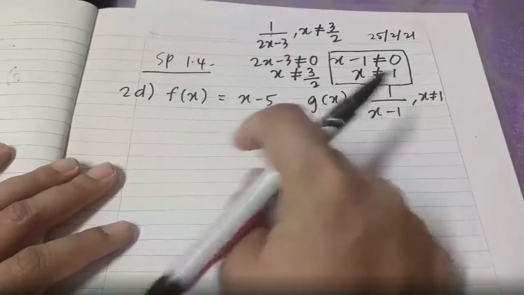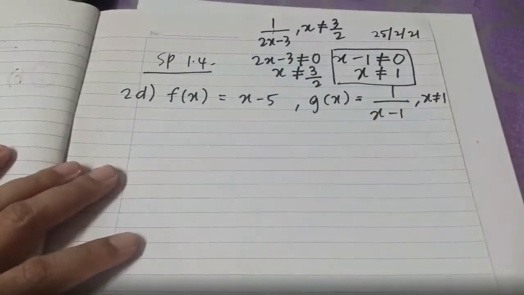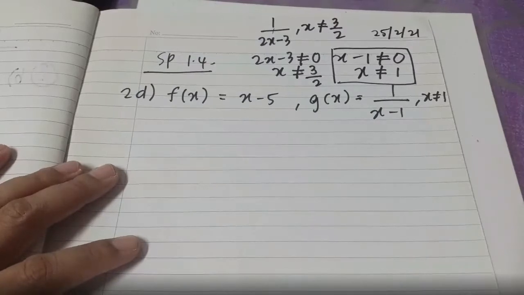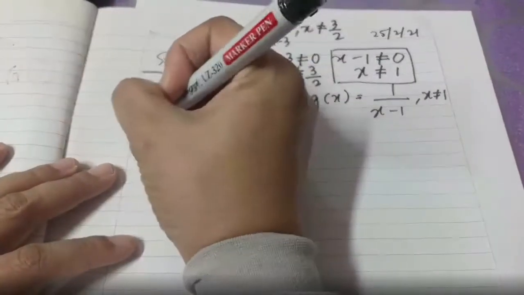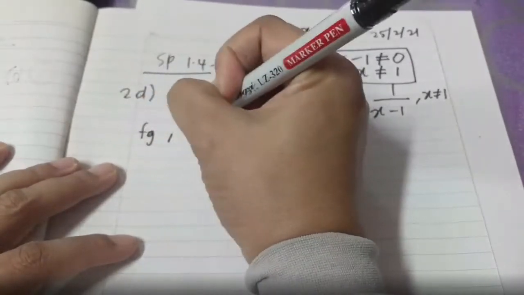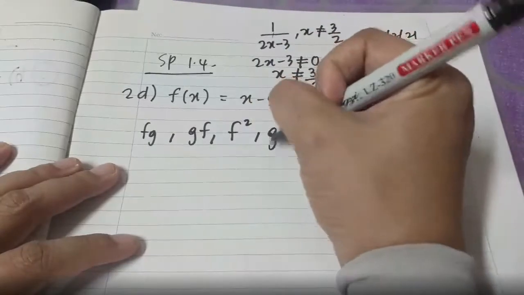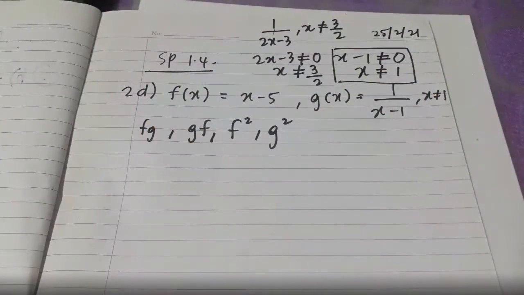Next, the question asks you, for each pair of the function below, obtain an expression in the form of function notation for fg, gf, f squared and g squared.